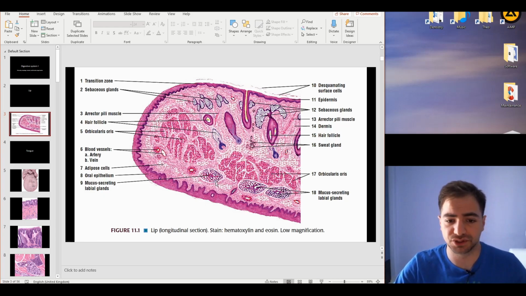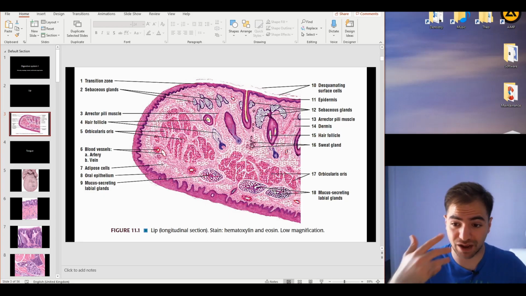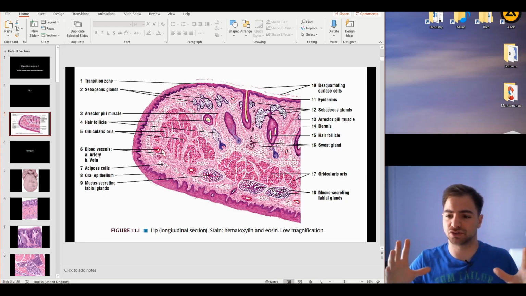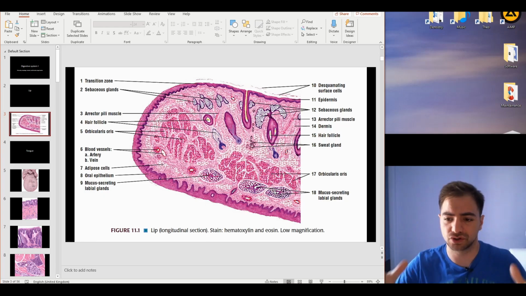So these are very easy structures to identify, along with of course the mucus secreting labial glands exactly beneath this oral mucosa, and this is of course, we'll see in a bit, a mucus gland again to visualize and to see how they look like. This is the whole structure of the lip. So again, very logical structure, very easy to understand and very easy to identify.